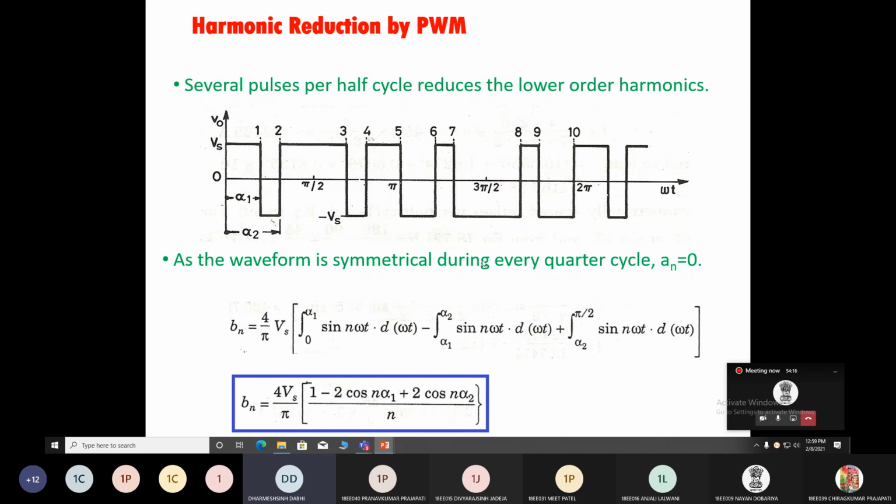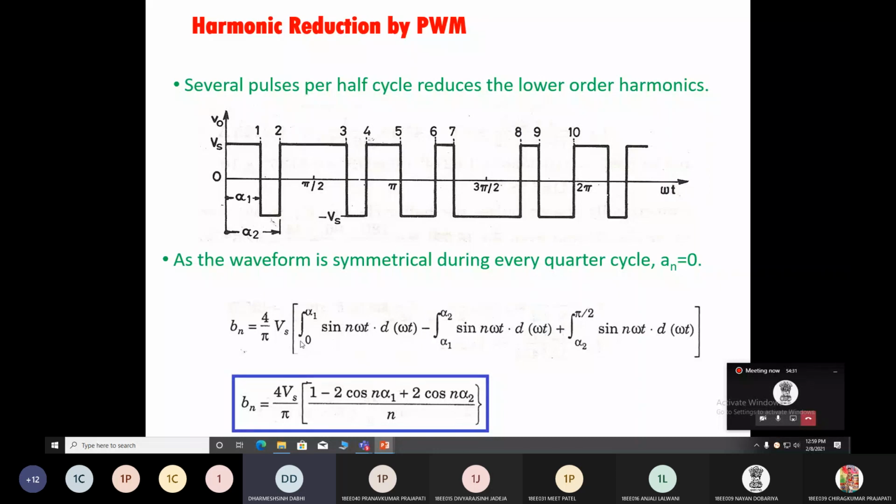Clear? Suppose in this output voltage, if I want to remove the third and fifth order harmonics completely, in that case, what are the values of alpha 1 and alpha 2 I require?